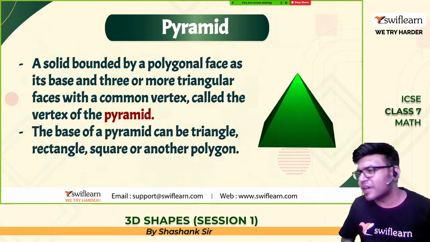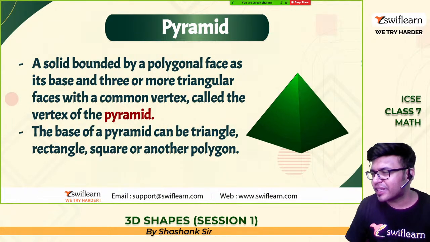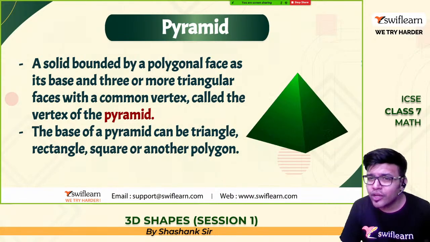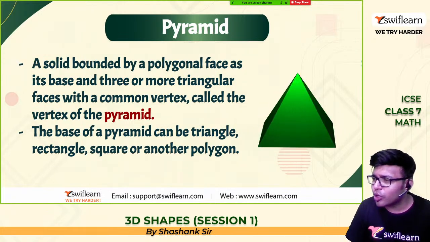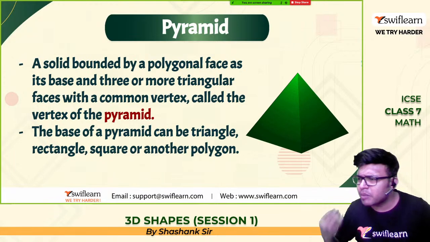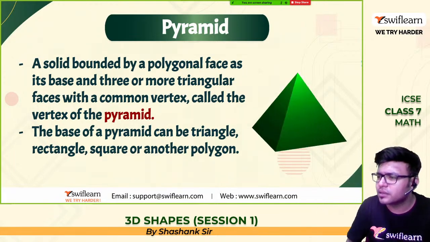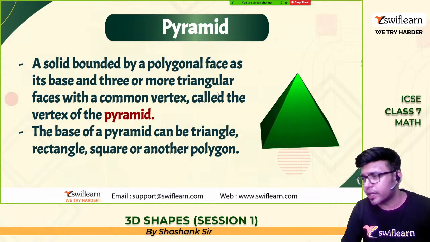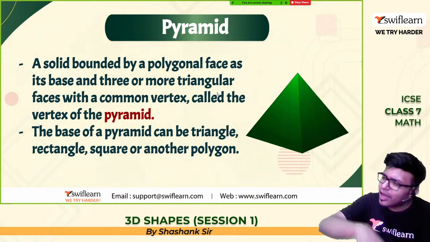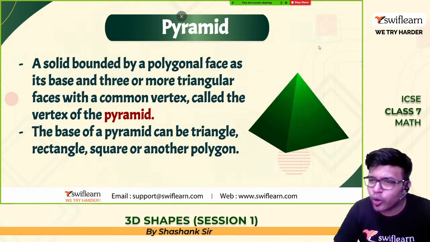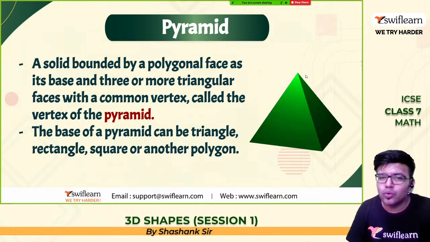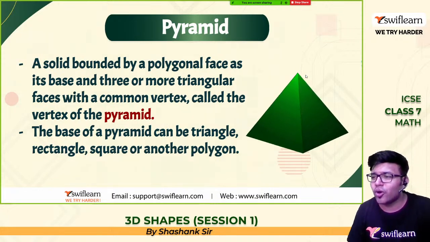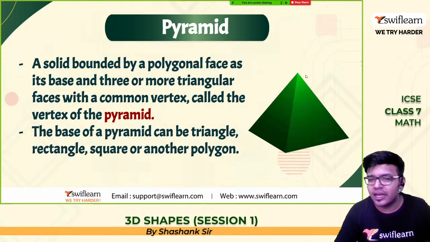What about pyramid? Sir, we see pyramids every day, we have seen images on TV, in movies. Solid bounded by polygon faces as its base. Polygon means maybe a rectangle, maybe a square, maybe a triangle, maybe a pentagon, the base can be anything. Okay, and 3 or more triangular faces with the common vertex. Okay, the base can be anything. All of them are joining at a common point at the top. Okay, so this is called a pyramid. The base of a pyramid can be a triangle, rectangle, polygon, anything, maybe pentagon, hexagon.